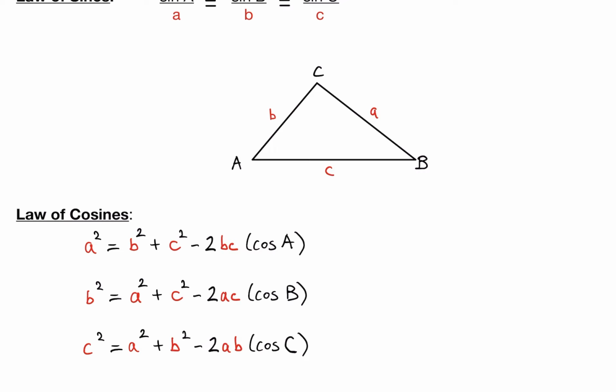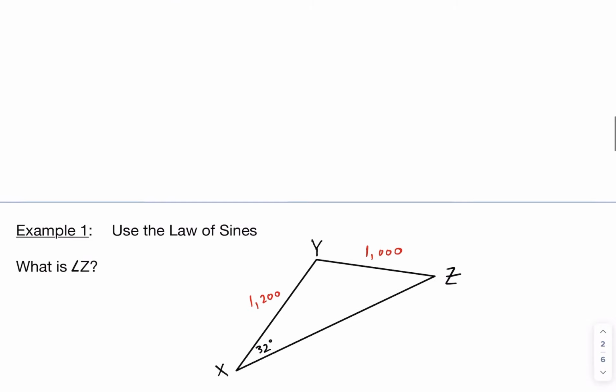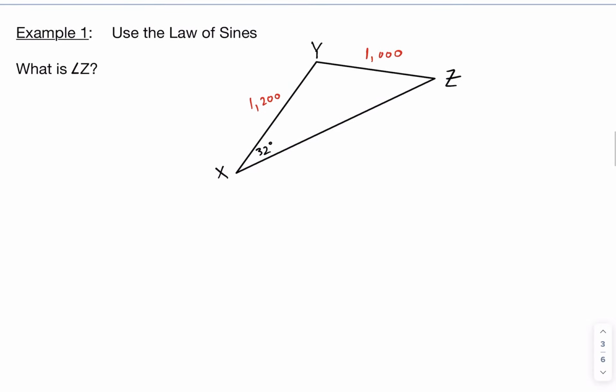So let's go ahead and apply these to a couple examples. Let's go to example 1. Here we have a triangle XYZ, and we're given this angle. We're given the length of the side opposite this angle. That's important. And we're also given this length, which is the length of XY, and we have to find this angle. So what this means is we can use the law of sines to solve for this.